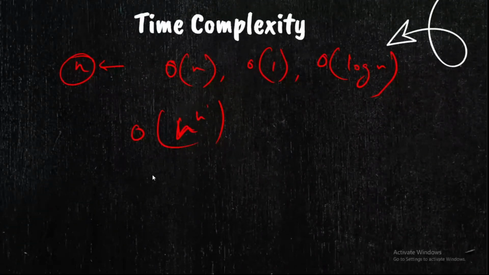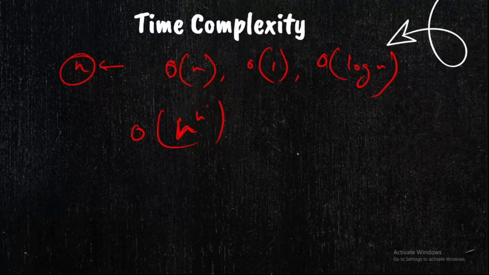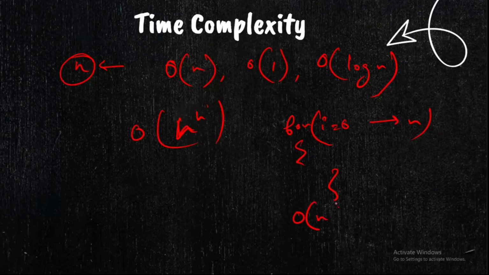So in simple terms, it can be determined by how many calculations your program is doing. Let's say your for loop is running from 0 to n, and this is the only thing your program is doing, then you can say that O of n is your time complexity. So this is the basic idea.